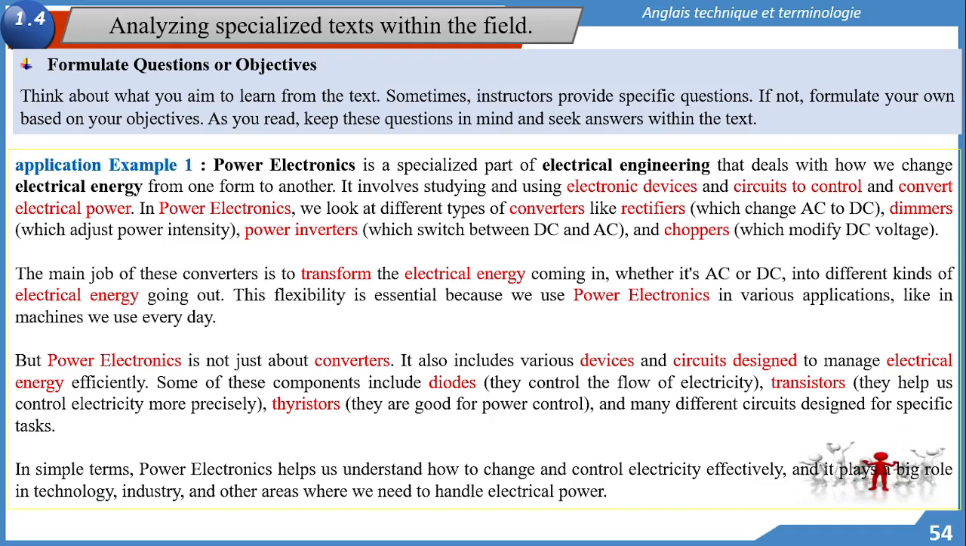So for example, in this article we can ask: what is power electronics and what is its significance? What are the main components and devices involved in power electronics? How does power electronics impact various applications? These questions can be asked to formulate questions or objectives for this article.